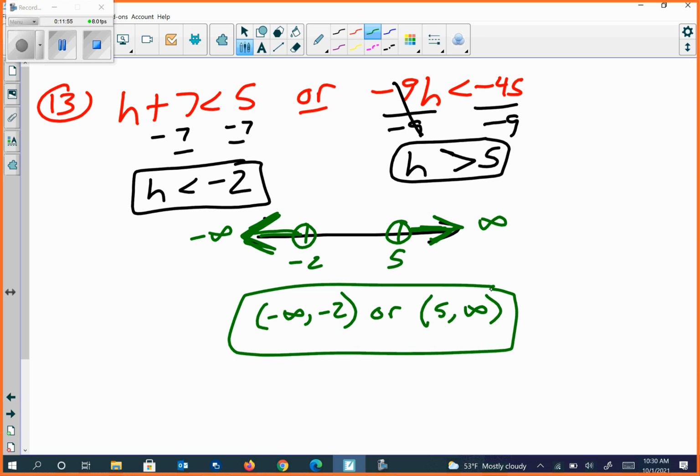Everybody good? So there's only two types of these. There's ands and there's ors. There's no other conjunction. Okay, may I move forward to the next screen? Good.